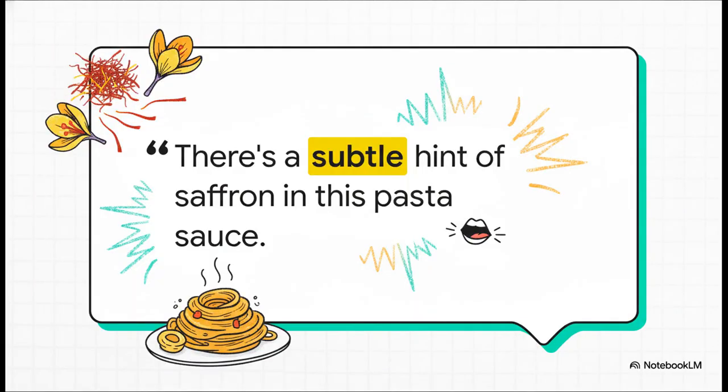And let's put it to the test. There's a subtle hint of saffron. We don't say subtle with the B, we say subtle. It just rolls off the tongue way easier, doesn't it? A lot of the time, that's exactly why these letters went silent. It just made the words quicker and easier to say.